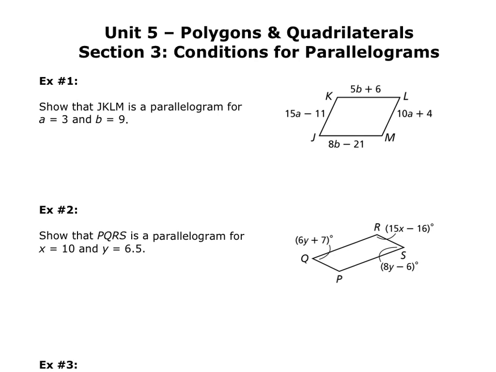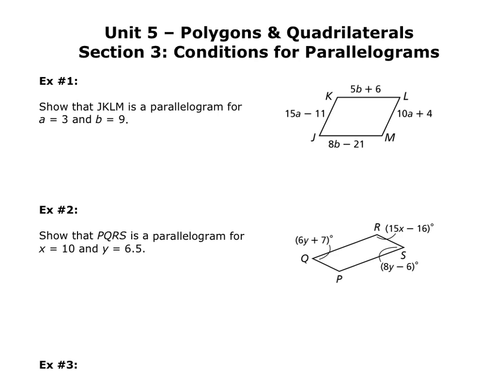So notice how example 1 is worded. Show that JKLM is a parallelogram for A equals 3, B equals 9. So we want to see which one of the rules we can link it to, and then our answer to these problems will be writing out that rule. When you look at this problem, I see several expressions here on these 4 sides. So I need to figure out what the side lengths are, so I'm going to need to plug in these values.